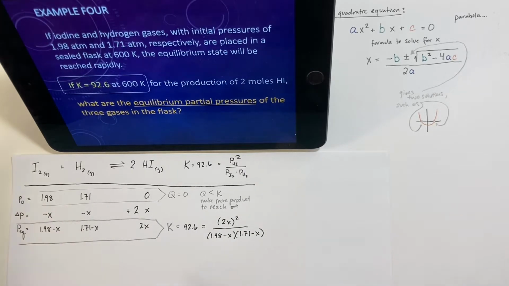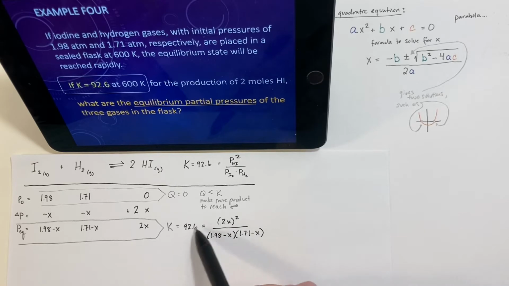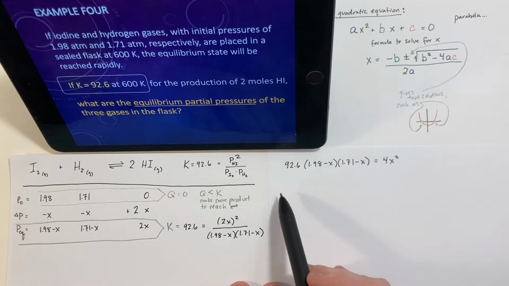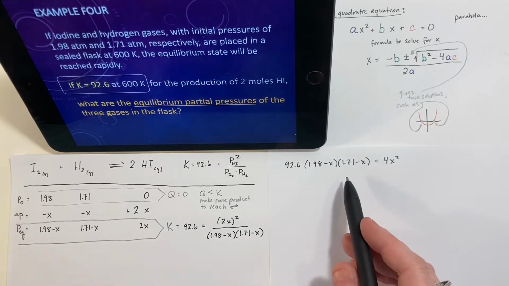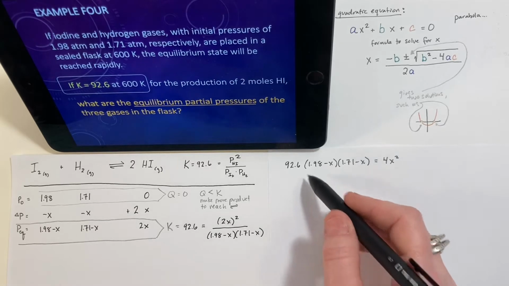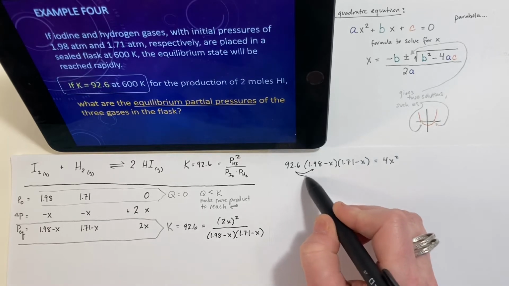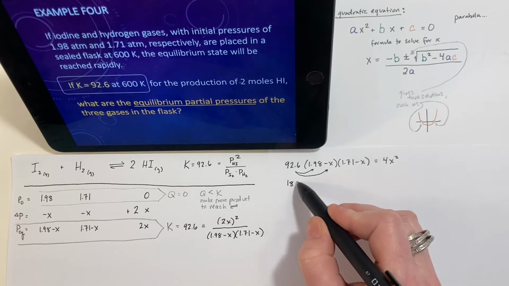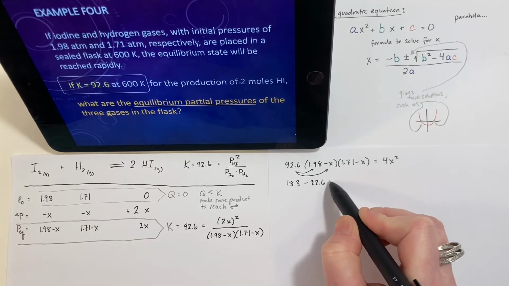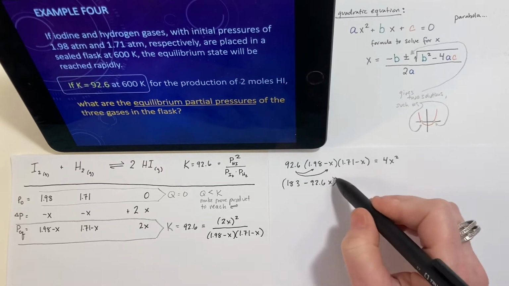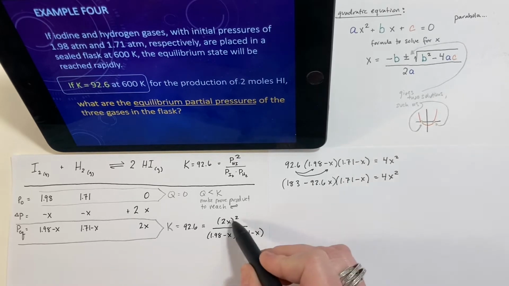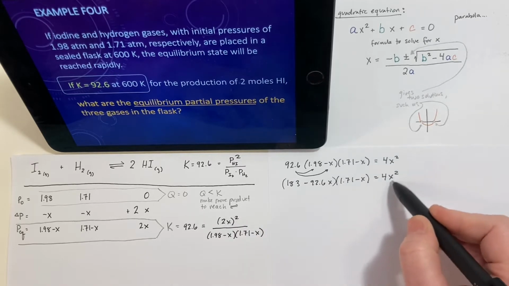Okay, so we have to solve for x. So we have to do a little algebra. Maybe the first thing is to go ahead and multiply both sides of this equation by the whole denominator. So we get something like that. And then we have all this distributing to do. When we distribute the 92.6 times that, and then the 92.6 times the negative x, we're going to get 183 minus 92.6x. So we have that quantity times the 1.71 minus x is equal to 4x squared. Remember that 4, I got it from squaring the 2 and squaring the x.